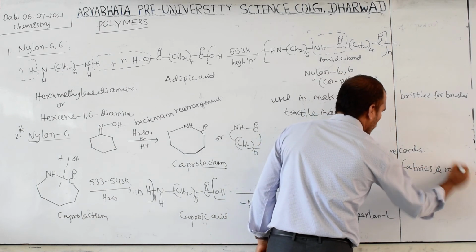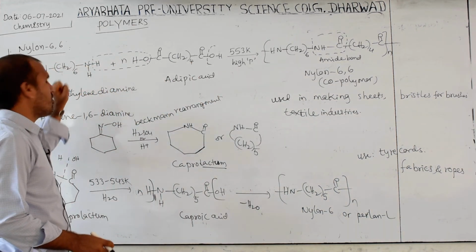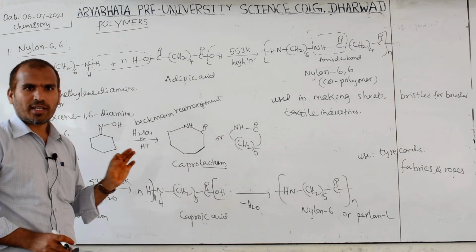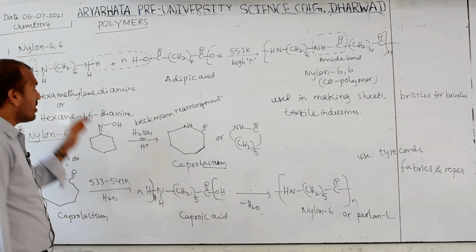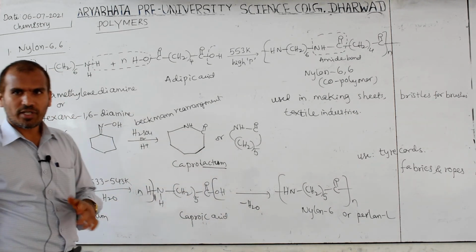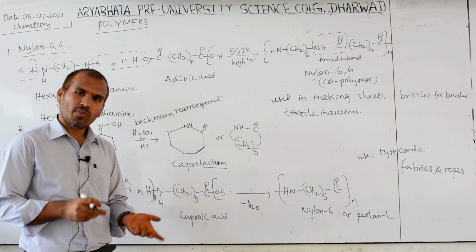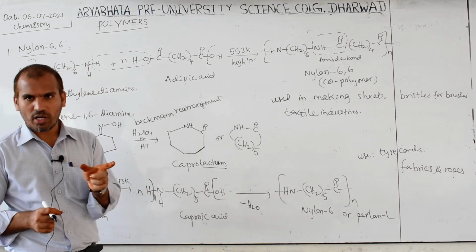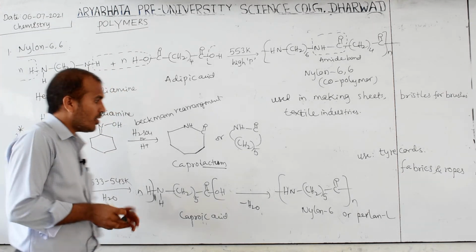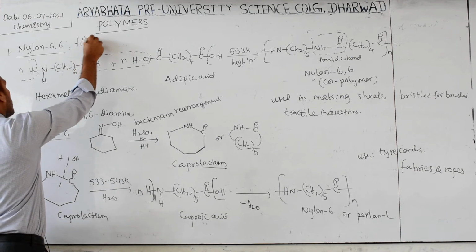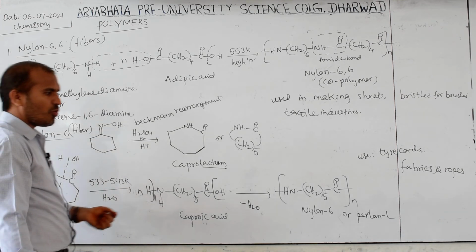Clear? So these two are which one? Amides. Amides mean nylons. And these are also known as fibers. Note down, because already I told you the classification: elastomers, fibers, thermoplastic, thermosetting. Fibers mean having hydrogen bonding. In that, examples are polyamides and polyesters. So these are fibers, and this is also a fiber.